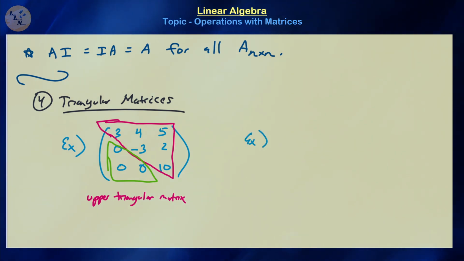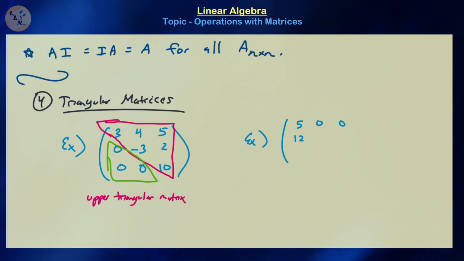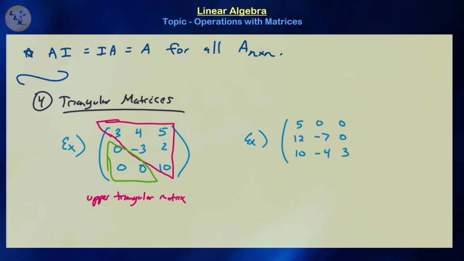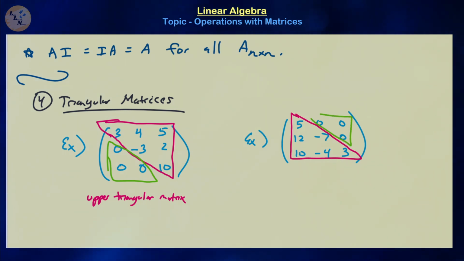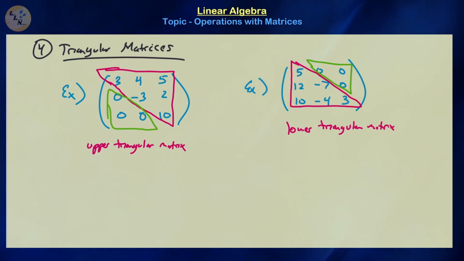Similarly, if I have another matrix, let's do 5, 0, 0, 12, minus 7, 0, 10, minus 4, 3. Again, notice if I look at my diagonal and all the values lower than it, with respect to all of the values above that main diagonal, this is referred to as a lower triangular matrix because all of the elements above the diagonal are 0.